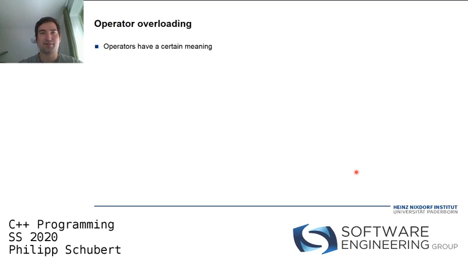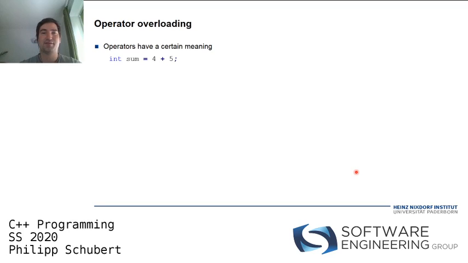So how does it all work with operator overloading? Operators have a certain meaning which is associated with them. In general, you could also always replace an operator by a function. So an operator is basically just a shortcut for a function. That's the first thing to keep in mind.